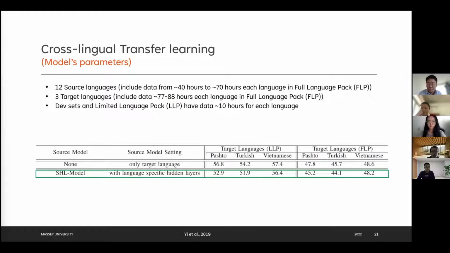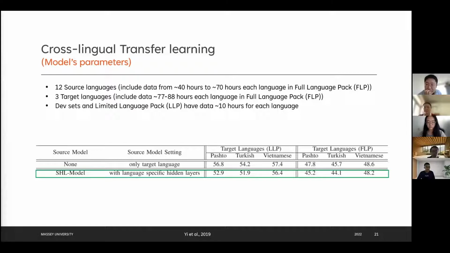So here are the results presented with such models. In the source models, they used 12 languages, and the data ranges from 40 hours to 70 hours for each language in the full language pack. For the target languages, they include three languages, which are Pashto, Turkish, and Vietnamese. And the data includes approximately 77 to 88 hours of language in the full language pack. And the test set has around 10 hours for each language, similar to the limited language pack.